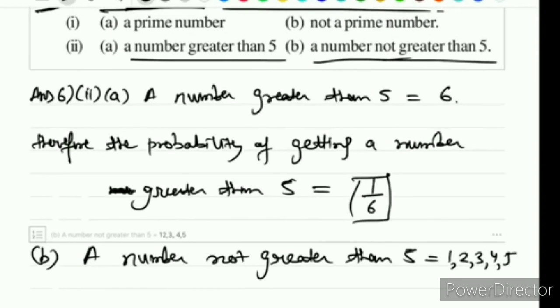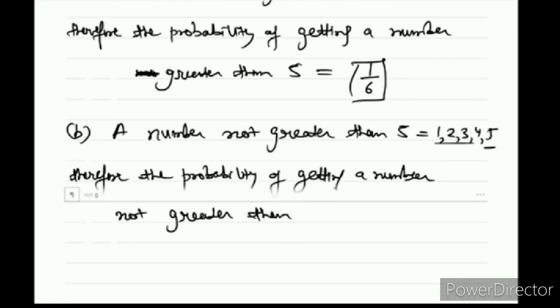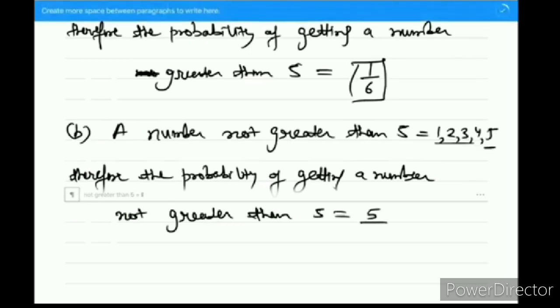Next part, a number not greater than 5. They are 1, 2, 3, 4, 5. Totally 5 numbers. Therefore, the probability of getting a number not greater than 5 is equal to 5 by 6.